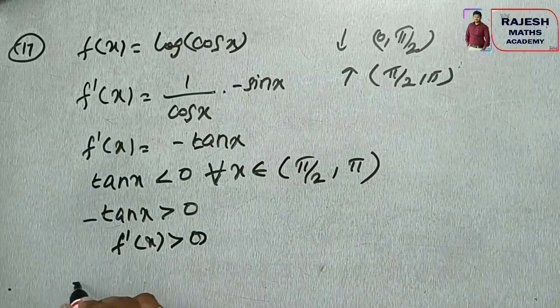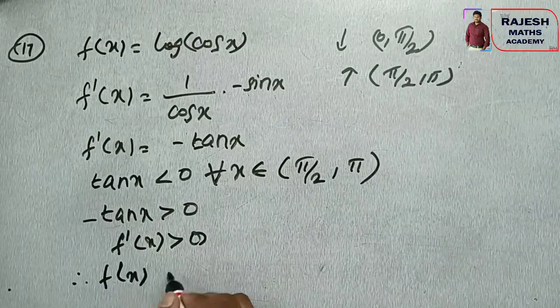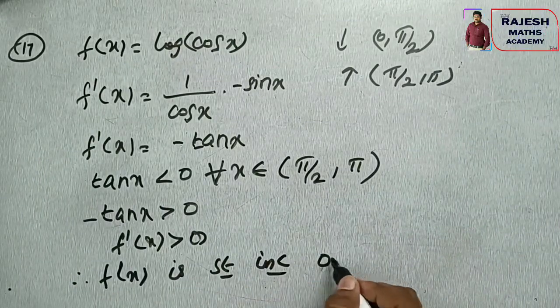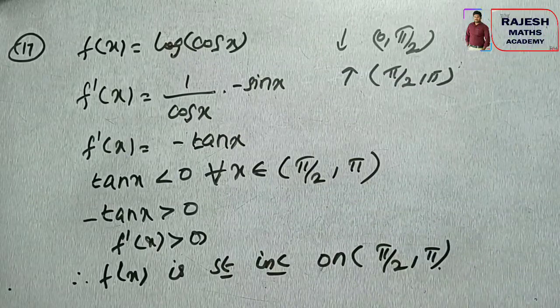F dash of x greater than 0 means, therefore, f of x is strictly increasing on the interval pi by 2 to pi. Clear? Now come to the last question, question number 18.